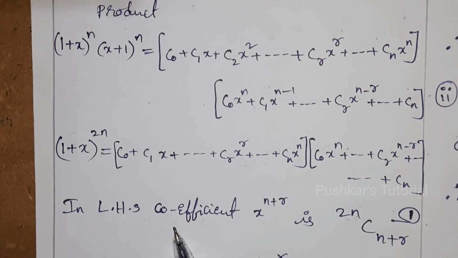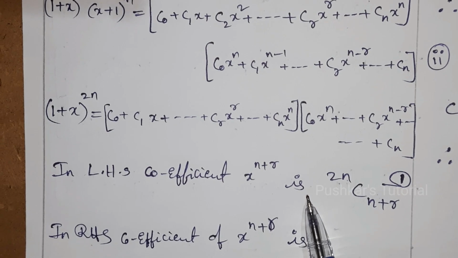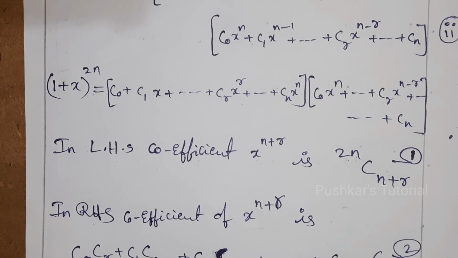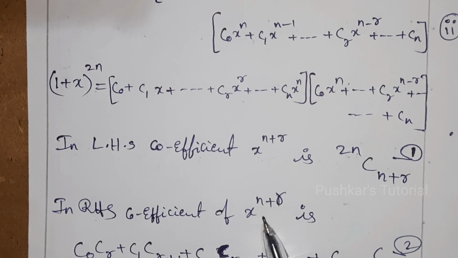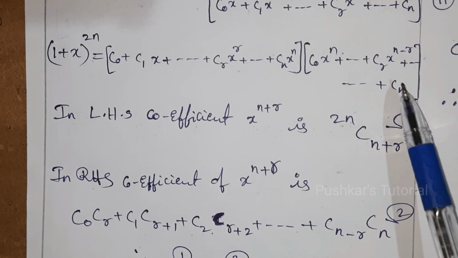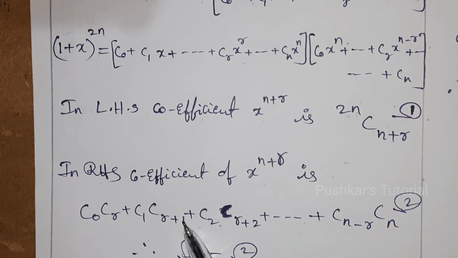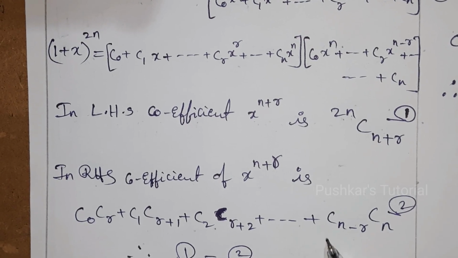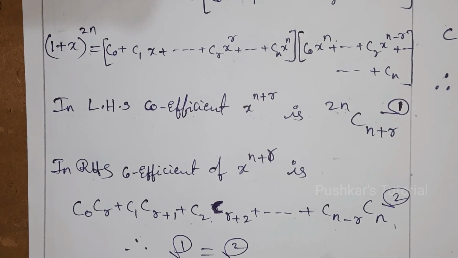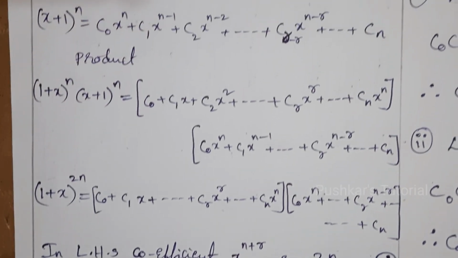Here in the LHS, the coefficient of x to the power of n+r is 2nC(n+r). In the RHS, the coefficient of x to the power of n+r is C0 with CR, that's why C0 CR. Next C1 CR+1, C2 CR+2, plus so on, Cn−R Cn. So if you get confused, just see the question. In this question, whatever is there in the LHS, that you write. Enough.